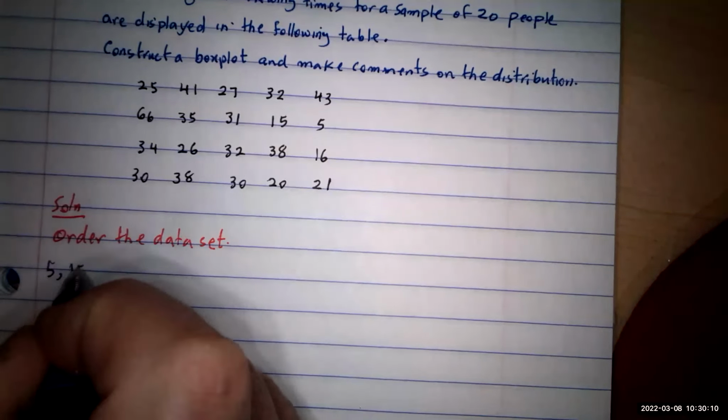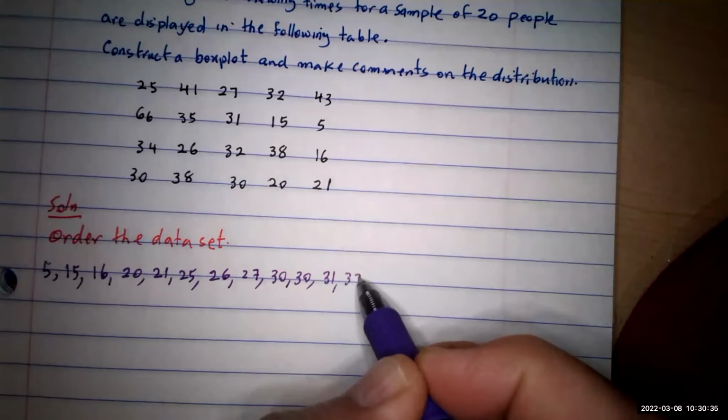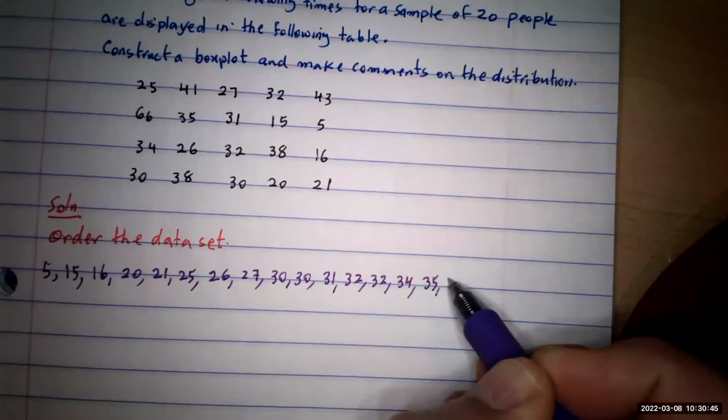5, 15, 16, 20, 20, 21, 25, 26, 27, 30, 30, 31, 32, 32, 34, 35, 38, 38, 41, 43, and 66. So these are going to be the ordering of the data set.